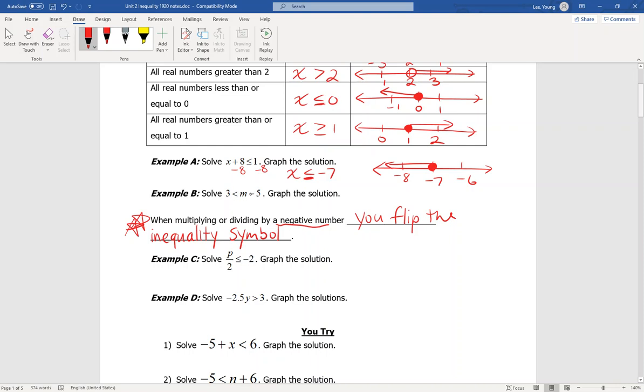Now, if I want to solve for m right here, we want to isolate m, so we need to get rid of this negative 5. We need to add 5 to both sides.